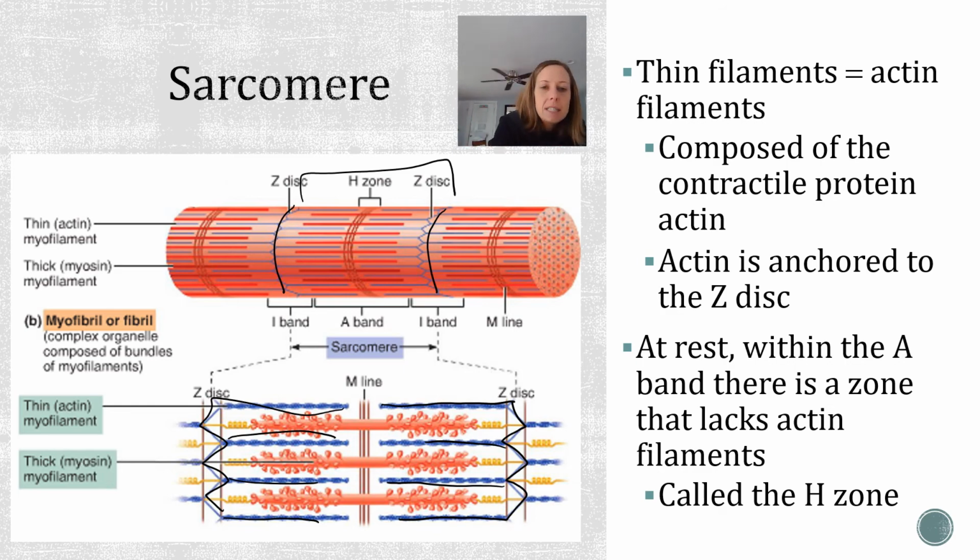All right, see this space right here? There's this zone right here where we don't have any actin when our muscle isn't contracted. When our muscle contracts, that actually closes up, and we'll talk about that in the next lecture. So this was a super short lecture. Write down any questions that you have, and we'll talk about this on Monday.